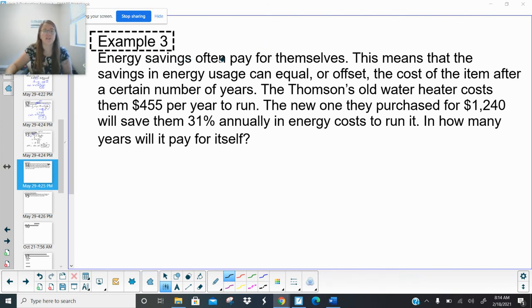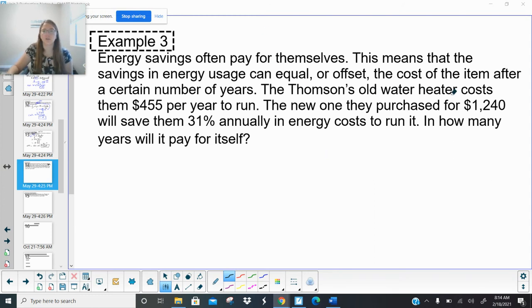It says, energy savings often pay for themselves. This means that the savings in energy usage can equal or offset the cost of the item after a certain number of years. So if you're saving money every single year because it's not costing as much to run the item, eventually that investment will have paid off. That's what this is saying, right? If you're saving money every year, eventually it will have been worth it to buy this new item in order to save money in electricity.